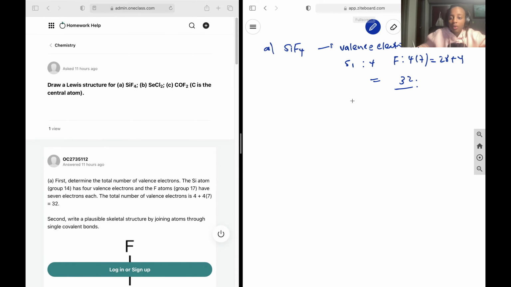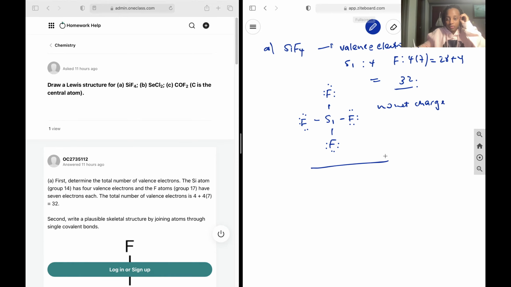We know chlorine is optimized to make 1 bond. So let's have Si as the central. Let's additionally add those valence electrons, the extra ones. And let's see if we have anything left over. 2, 4, 6, 8, 10, 12, 14, 16, 18, 20, 22, 24, 26, 28, 30, 32. So no extra electrons left over, and everyone is satisfied here with no net charge. So that is our final answer for that.